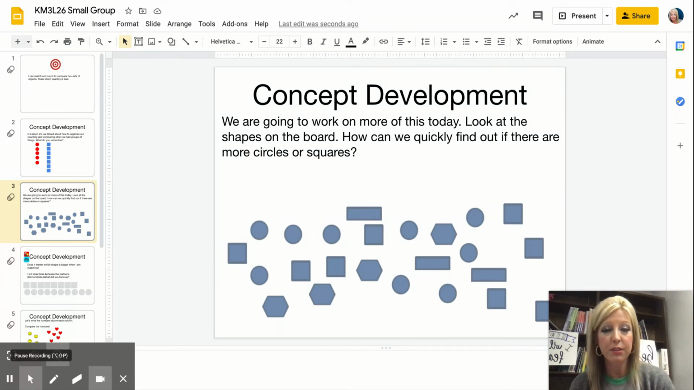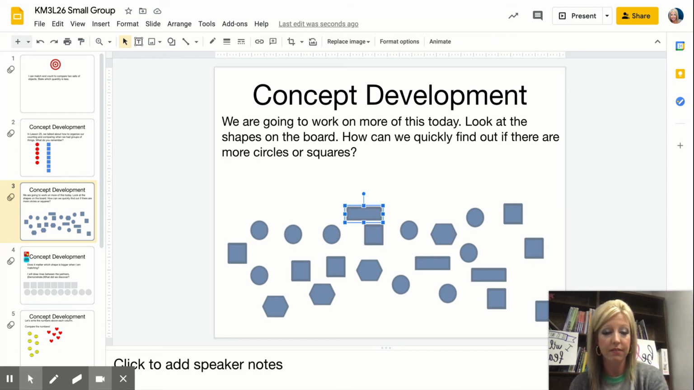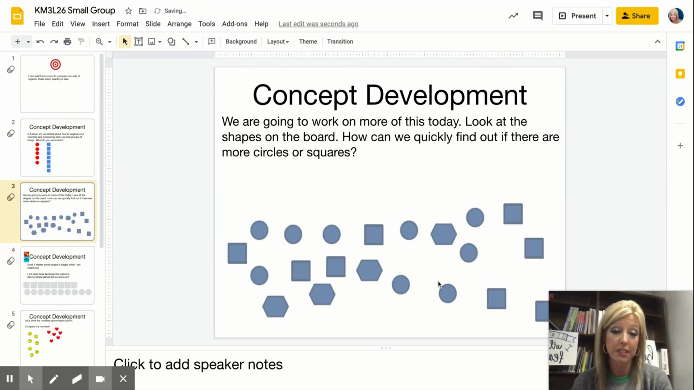Look at the shapes on the board or on my screen. How can we quickly find out if there are more circles or squares? So let's look at these shapes. We have a square and circles. We have a bunch of shapes there. So what's the first thing I could do? Very good. I can remove the shapes we don't need. So let's delete those out. If you had these shapes, we would just say remove them from your board. But for computer's sake, we're going to delete them out. Do you see any other shapes we don't need? Very good. This is a six-sided figure, so we're going to remove this hexagon.